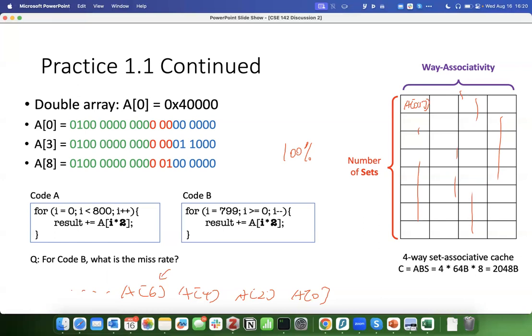The point of this example is just to remind you that, even if you're accessing the last element in your block, you're still bringing the whole block. And you can benefit from addresses a little bit earlier than the one you first accessed.